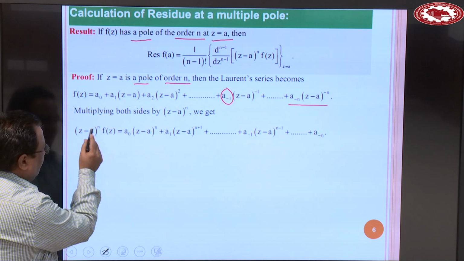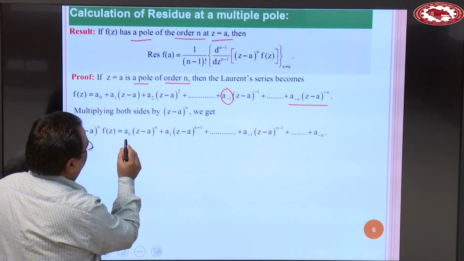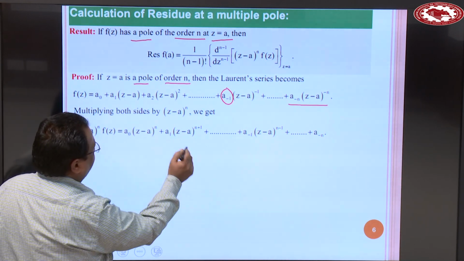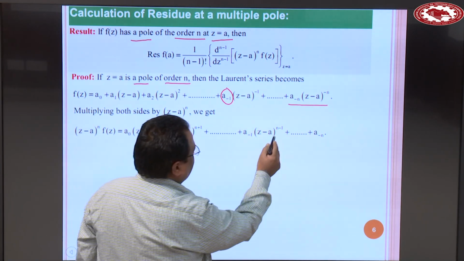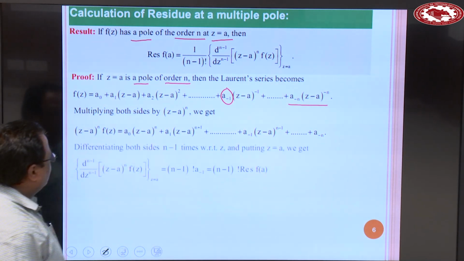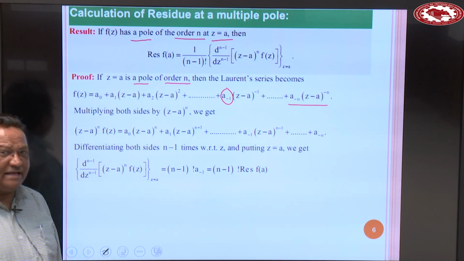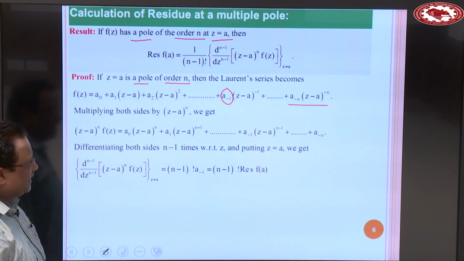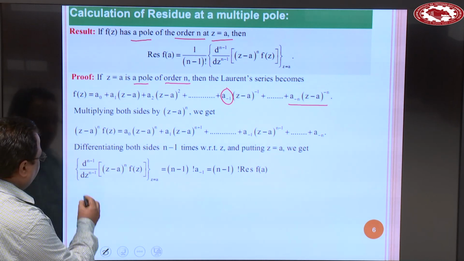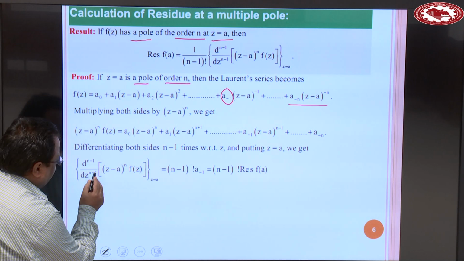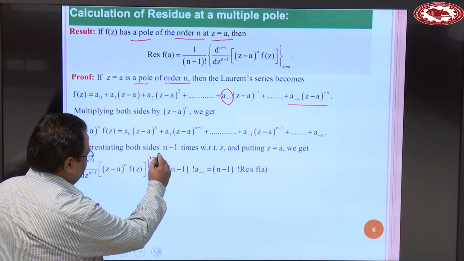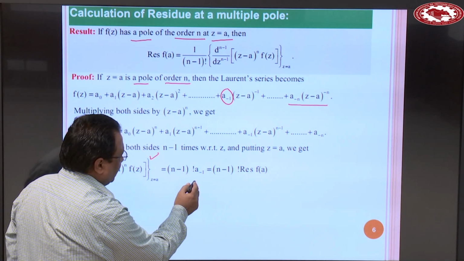So (z minus a)^n f(z) is equal to a naught (z minus a)^n, a1 (z minus a)^(n plus 1) plus and so on, a minus 1 (z minus a)^(n minus 1) plus and so on plus a minus n. So differentiating both sides n minus 1 times with respect to z and putting z is equal to a, meaning by taking the limit z tends to a, we obtain d^(n minus 1) over dz^(n minus 1) of this, and this result is equal to (n minus 1) factorial a minus 1.